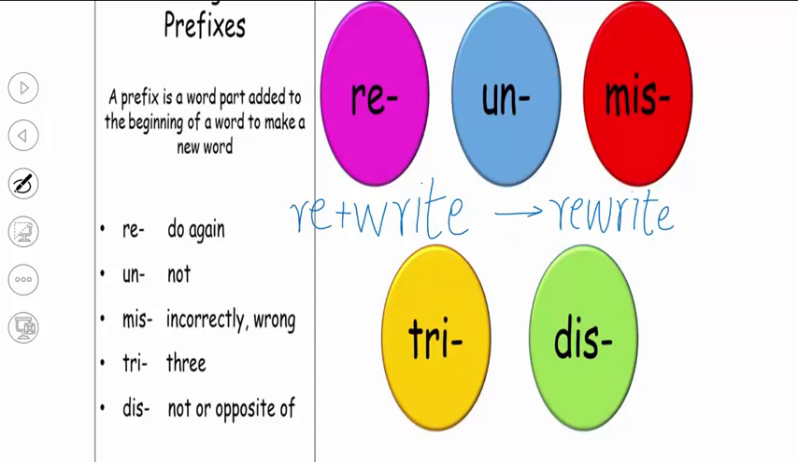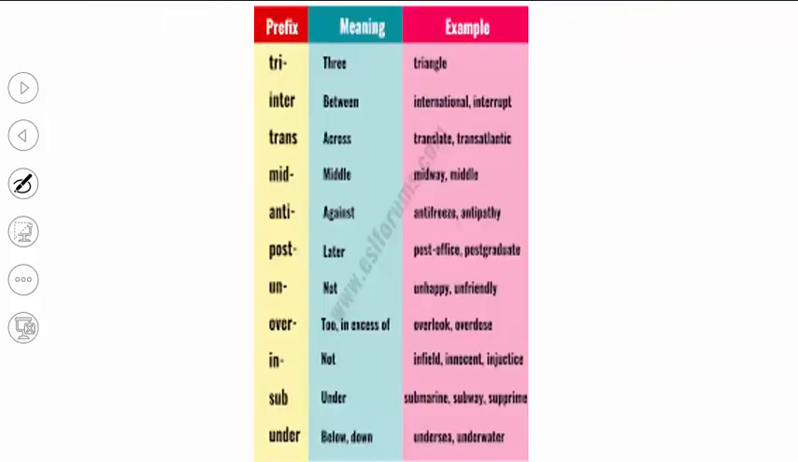Few examples for prefixes. So remind your mind, a prefix is added to the beginning of a word to make a new word. Is it clear? So some examples. Tri means three. Triangle. Inter means between. National, international, interact.